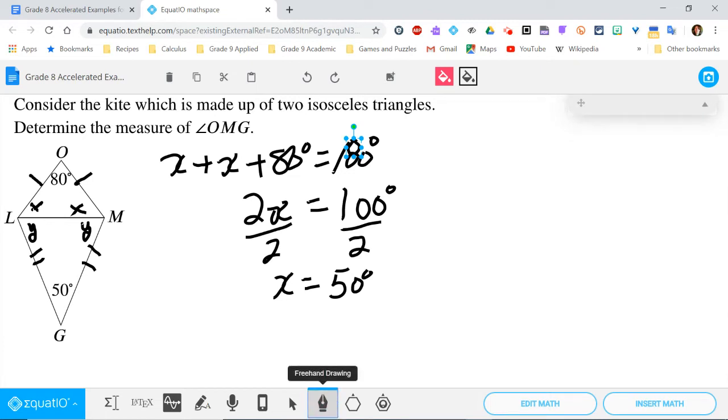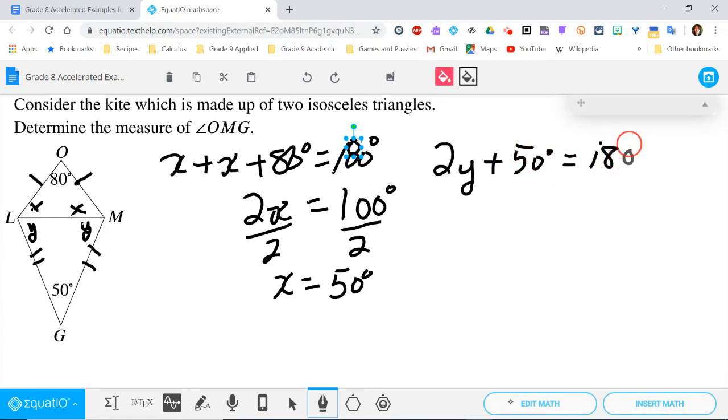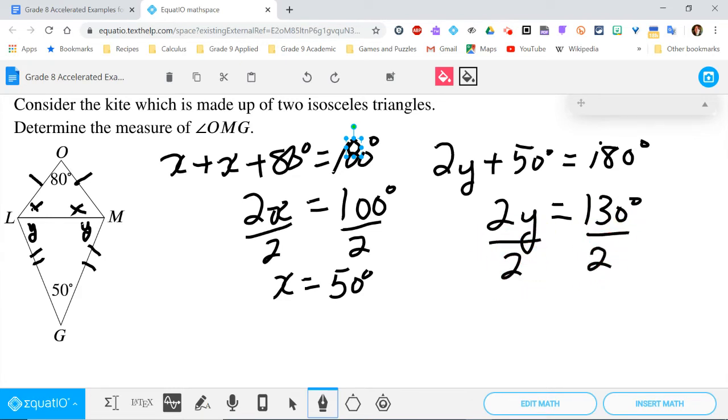Make sure my calligraphy is selected. I'm going to do the same thing with my other isosceles triangle. However, I'm going to jump ahead a little tiny bit because I have 2y plus 50 equals 180. So 2y equals, I'm subtracting 50 from both sides to get the 2y by itself. So we have 130. Then I'm going to divide by 2, y equals 65 degrees.